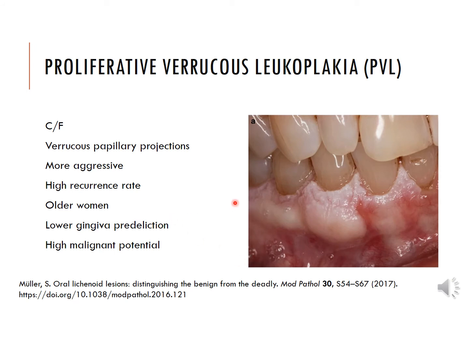The clinical features of proliferative verrucous leukoplakia are, first of all, the verrucous papillary projections, which you can see in this picture posted here. They are more aggressive, have a high recurrence rate, and a predilection for older women and lower gingiva. So this image is also that of lower gingiva, and they have a high malignant potential.